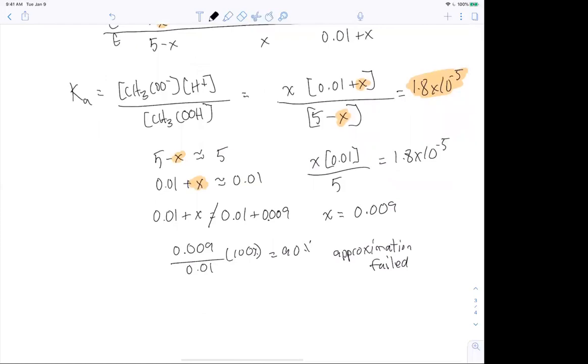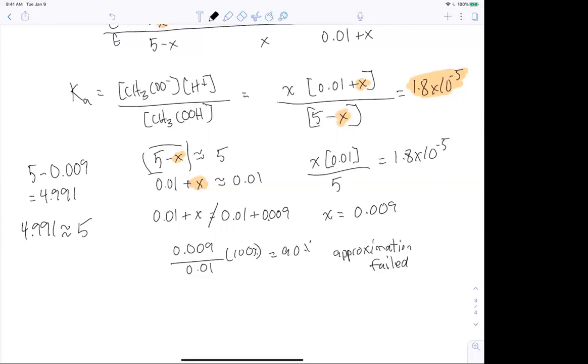But you can see for 5 minus x, it's really pretty good, right? Like if I come over here and I look at 5 minus x, 5 minus 0.09. Right, so that really is true. So 4.991 really is approximately 5. So that approximation is okay. So this is how the approximations work. It's how big is x relative to the number that I'm subtracting or adding it to.